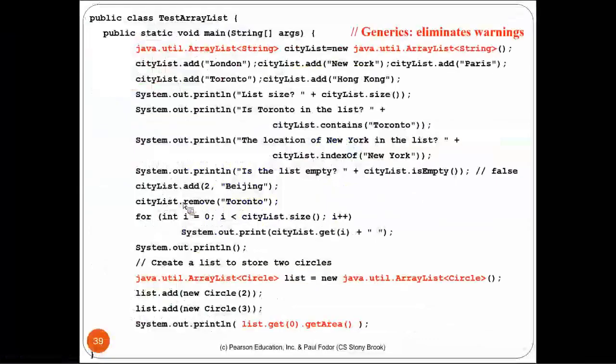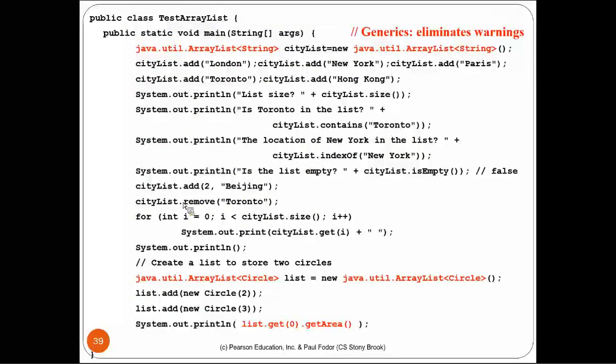So what does it mean, generic data structures? Generics means that we can specify with a parameter the type of the elements of that array list. So in the first case, cityList is an array list of elements of the type String. That means that every time we add elements or we get elements from the list with the get(i) method, we get elements of the type String. We don't need to cast them anymore.